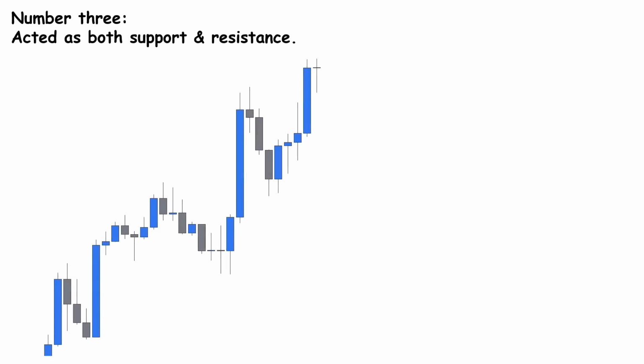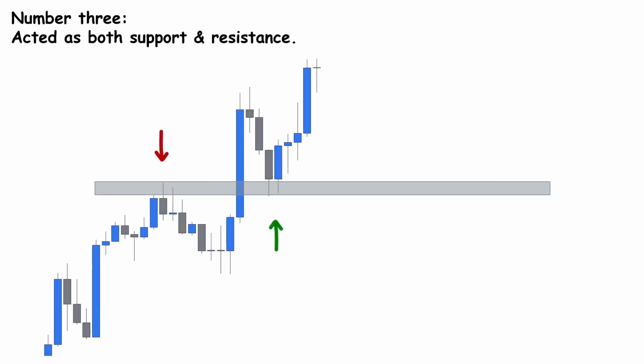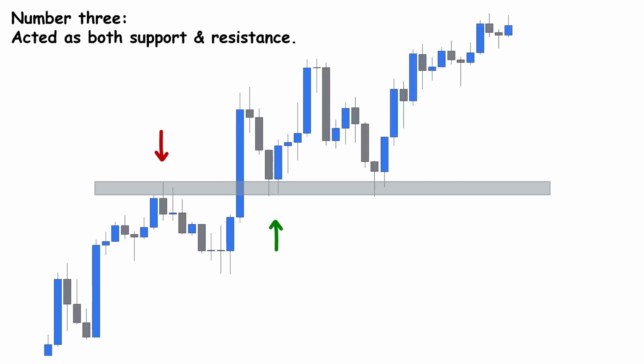Number 3, acted as both support and resistance. If a level of market structure has acted as both support and resistance previously, it increases the probability for the price to reject this level again. After marking these optimal trading zones on the chart, we wait for the price to enter these areas and drop down to the 1-minute chart to look for confirmation and entry.